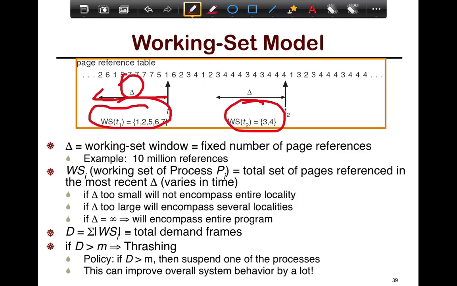So there's something known as total demand. The question is, how do you know what the demand frames are? Delta has to be chosen carefully. If the number of demand frames D is greater than m, the amount of memory available, this leads to thrashing because the process does not have enough memory to run in an optimal fashion. It's better to suspend one of the processes, wait until D is less than memory, and then run this process. You never want to run a process in the mode where the number of pages it demands is greater than the total amount of memory.